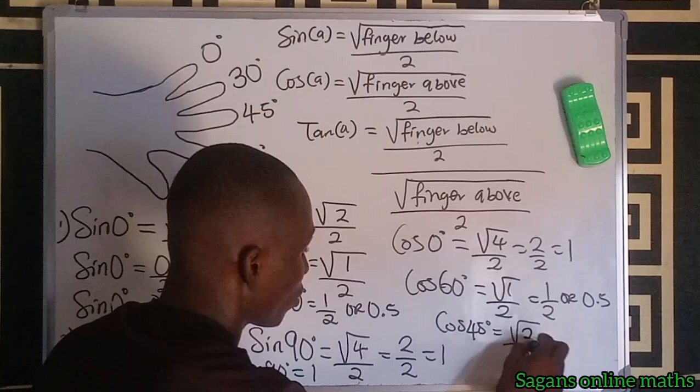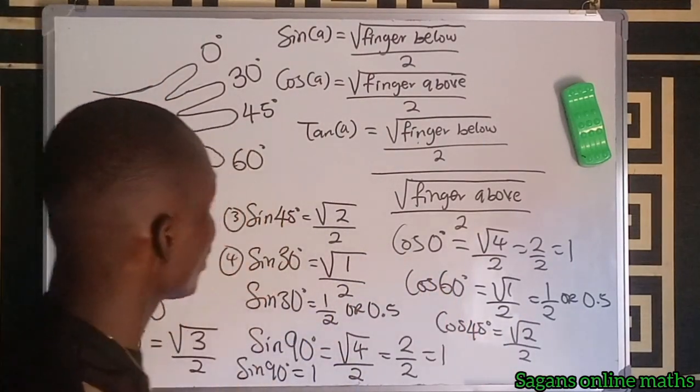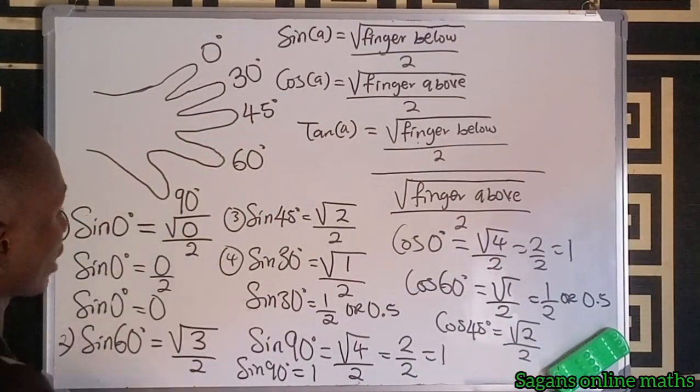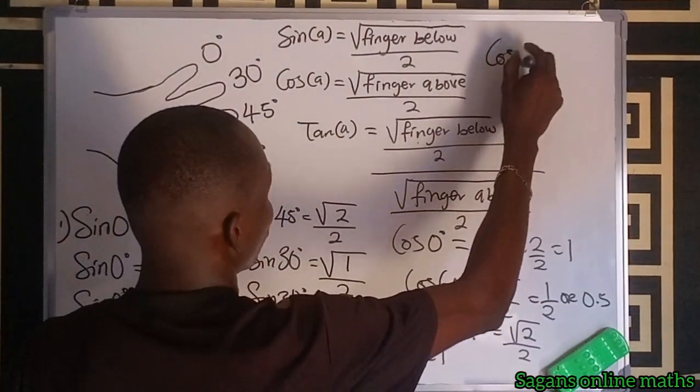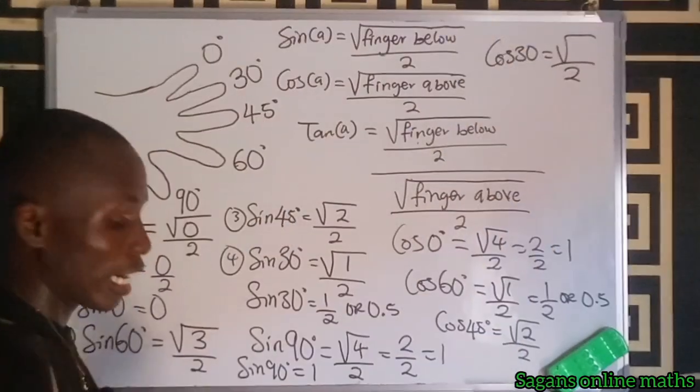So over 2, and you are done. Let's consider 30 degree. So cos 30 degree is equal to what? Cos 30 degree is equal to root 3 divided by 2.